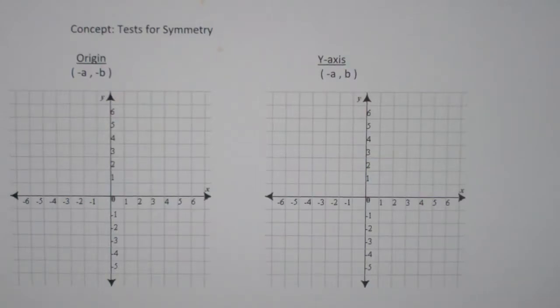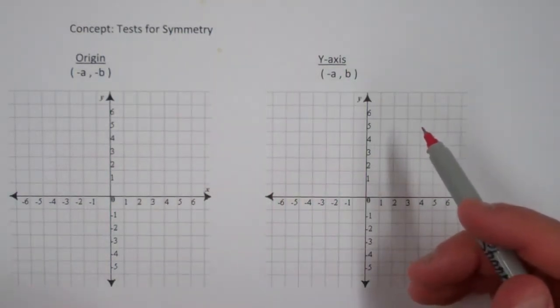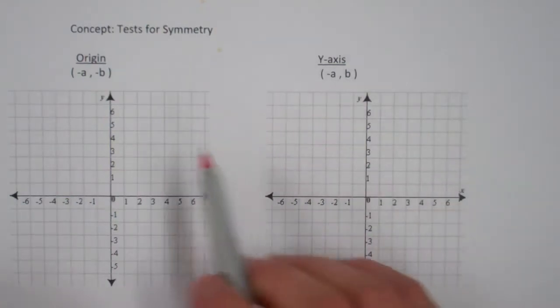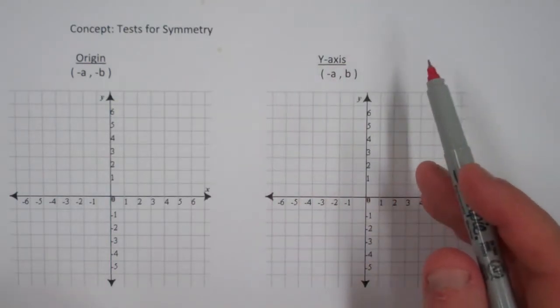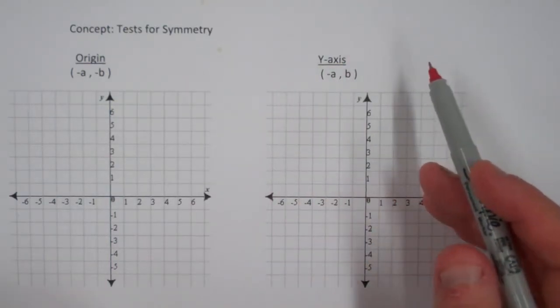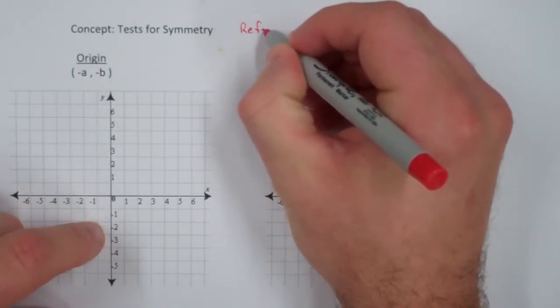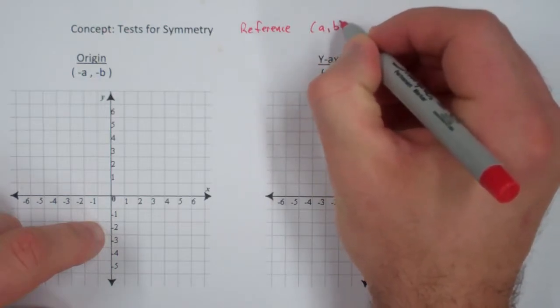In this concept video, we're going to be discussing tests for symmetry. There's 4 different types of symmetry that we're going to go over. There are more than this, but these are the 4 basic ones. We're going to look at the origin, the y-axis, the x-axis, and then the line y is equal to x. When we're testing for symmetry, we always want to reference some point a comma b.